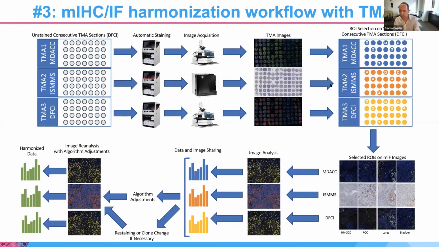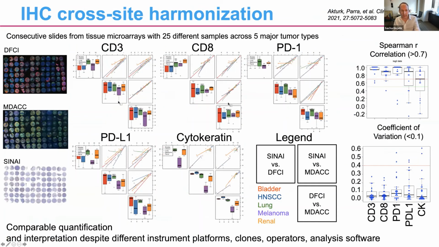And then with all 3 of us, we sat together and selected within each one of those tissue microarray dots a little area region of interest that was then analyzed and quantified. And we adjusted the algorithms 1 more time if necessary, or restained if needed in the case of PD1, and then went over to the harmonized data. So this is the end result of this analysis, where here are the stained examples of these microarrays, and we stained them for 5 markers labeled here: CD3, CD8, PD1, PD-L1, and cytokeratin.